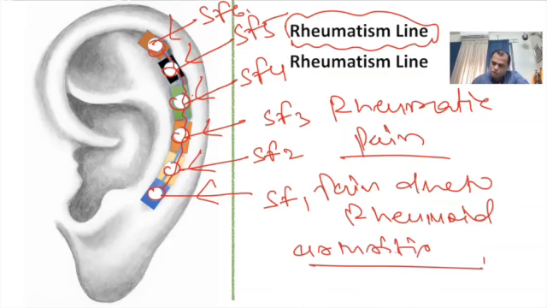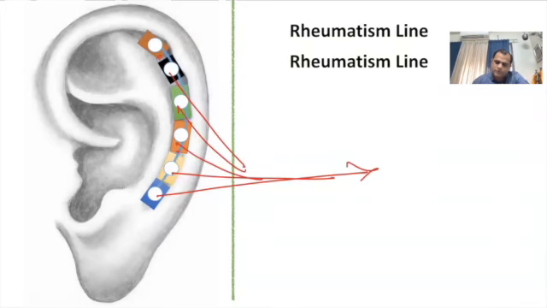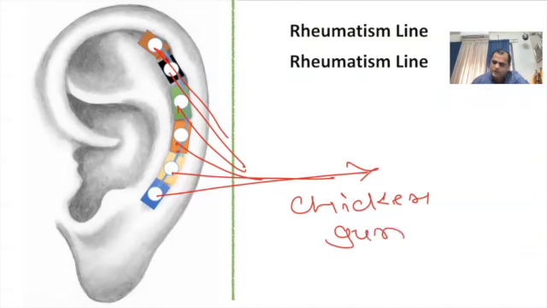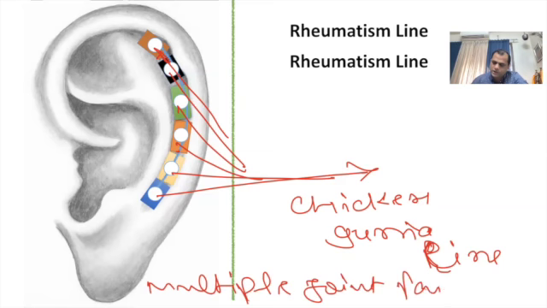Okay. So the other name of this line is also the chikungunya line. If we combine all the points, then this line is also called the chikungunya line. And we know what chikungunya is. Chikungunya is multiple joint pain happening in the body in multiple joints due to viral infection.